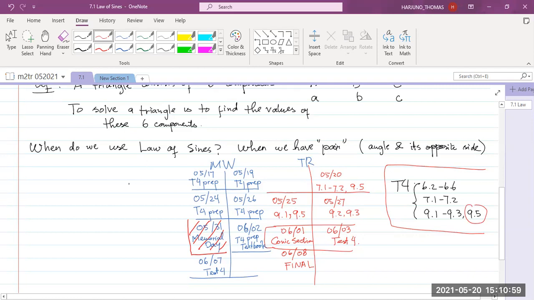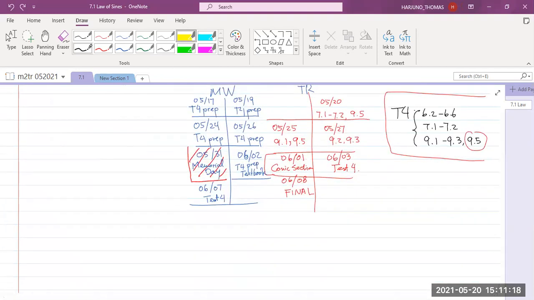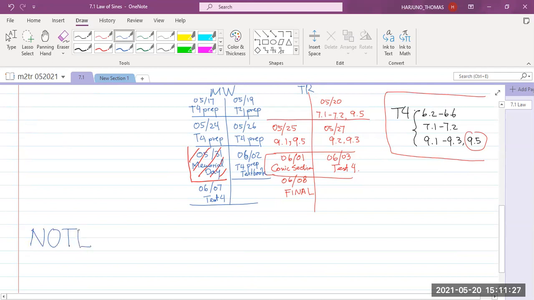Let's come back. When do we use law of sines? When we have a pair of angle and its opposite side. So either this pair or this pair or this pair, then we can use law of sines. Now, before I really start with some examples, let's put two important notes. Maybe make it big. Two important notes when we do law of sines.